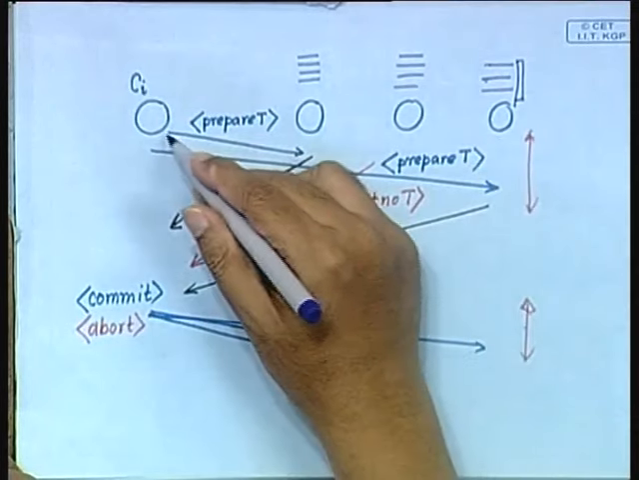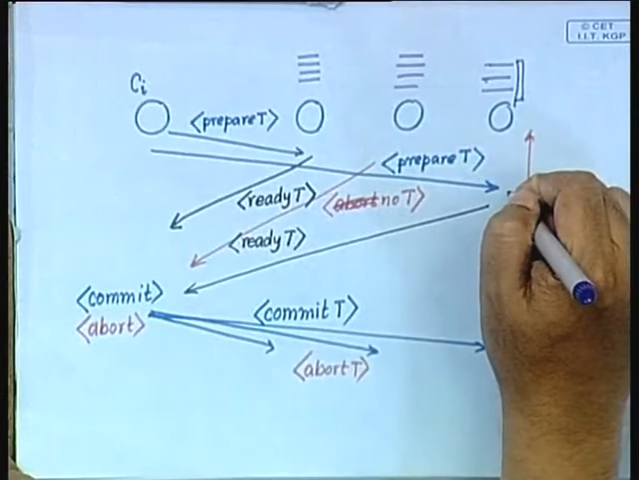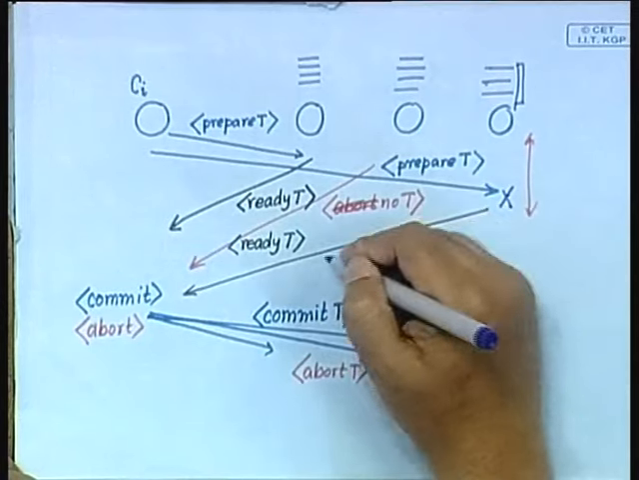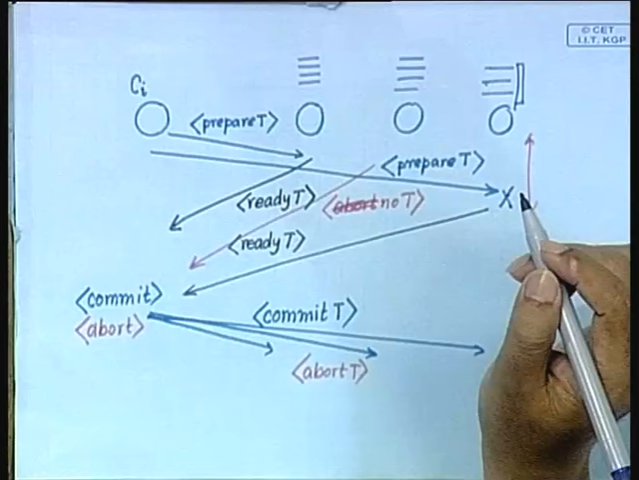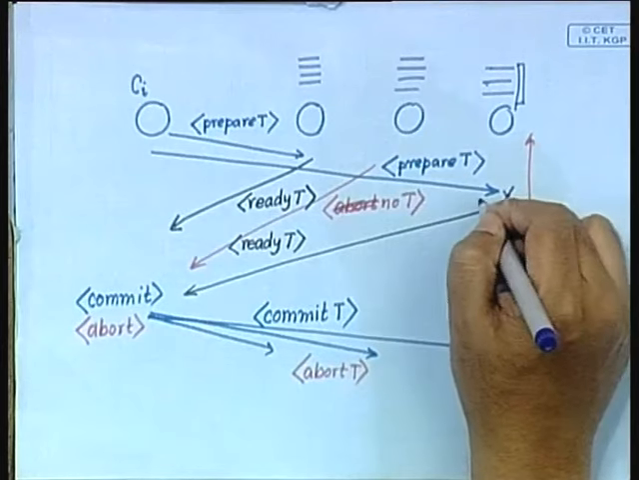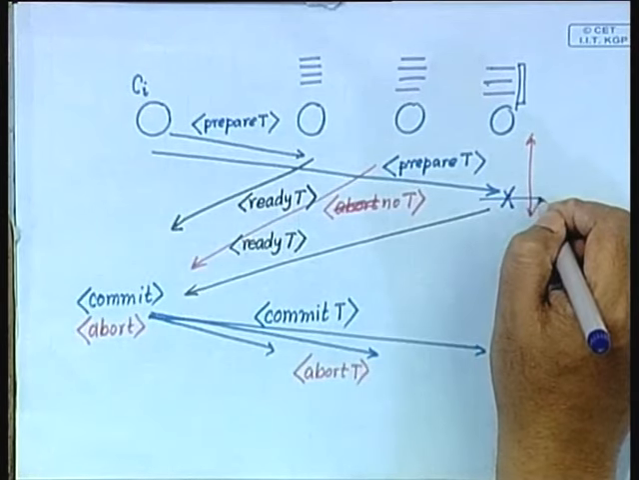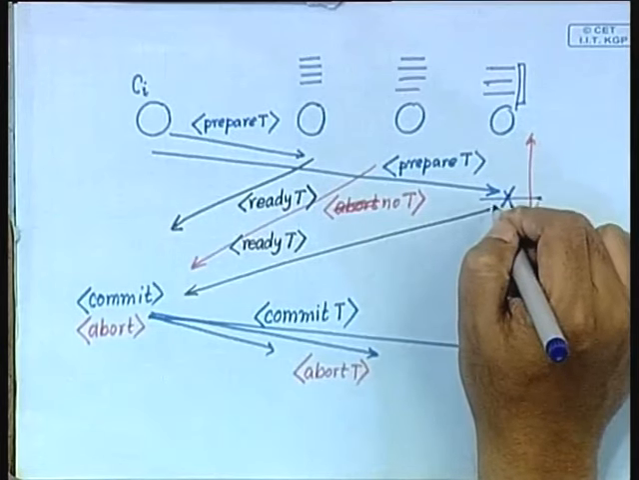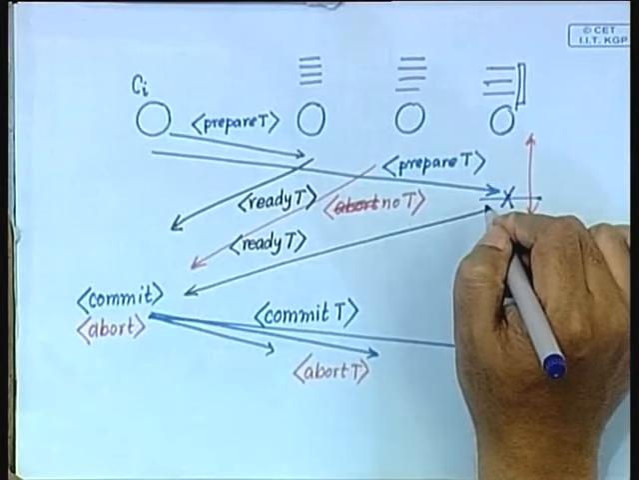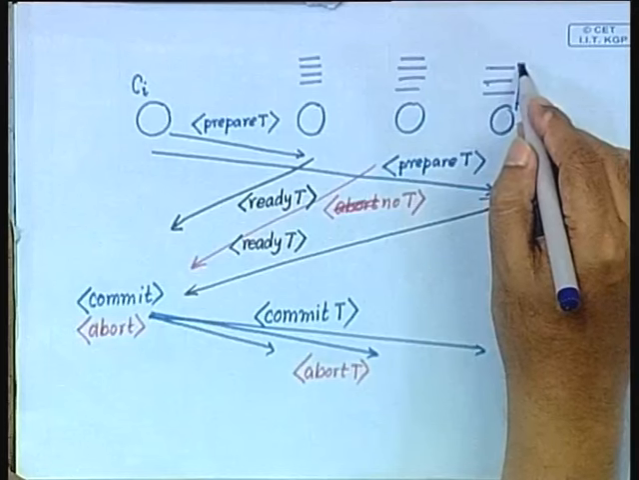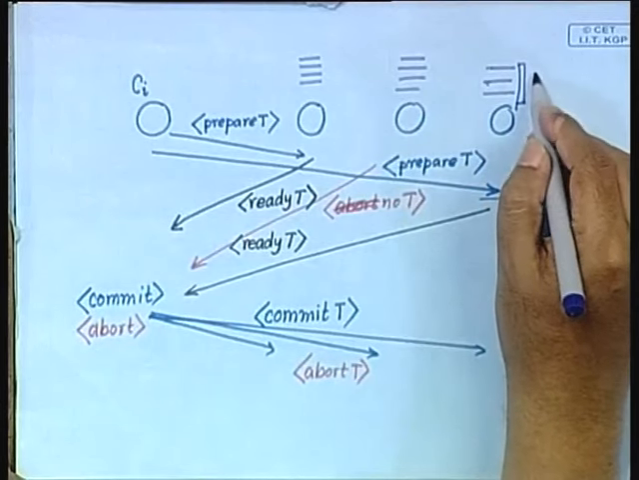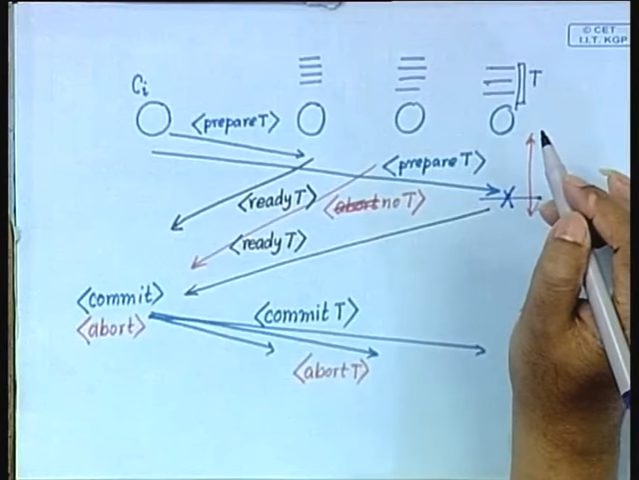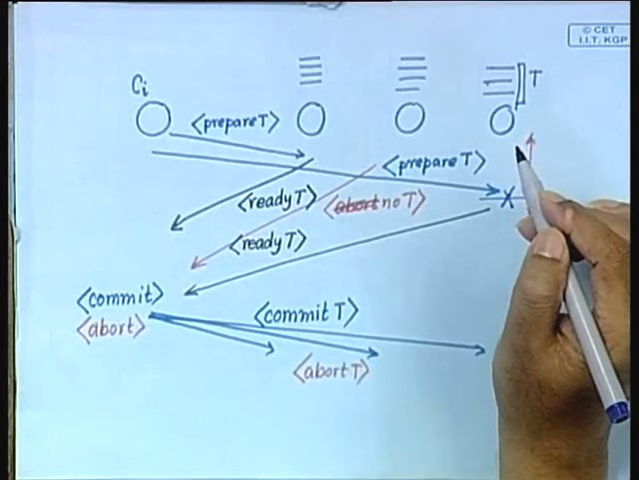Then it got the prepare T message from the coordinator and failed here, before it could respond with a ready T or no T. This is where it failed. So its log does not have any ready T or no T message. But that does not mean that the log does not have any records on T. These are the records on the execution of T. Are you getting what I am saying?